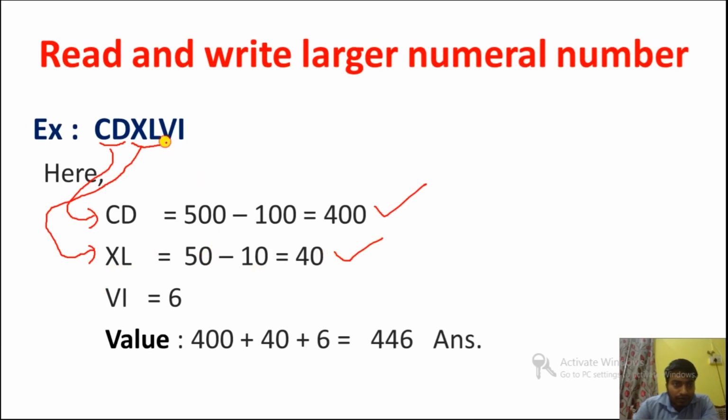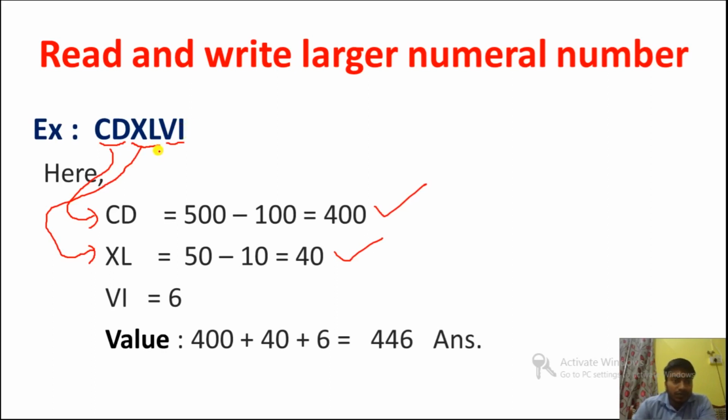Now take VI. Here you can see I is written just on the right side of the higher value symbol. I is a smaller value symbol written just on the right side of the higher value symbol. So we have seen the rule of addition: if the smaller value symbol is written just right of the higher value symbol, in that case there will be addition.